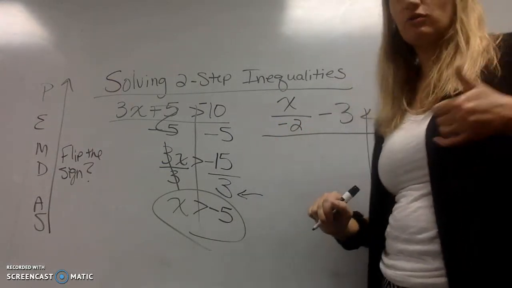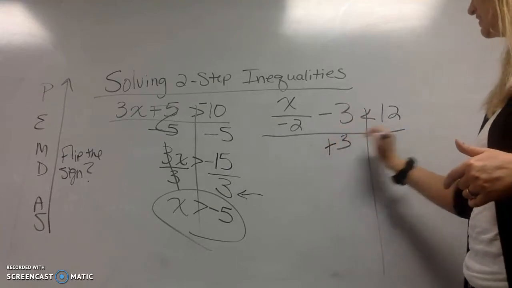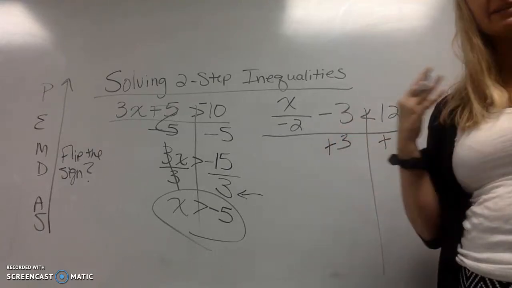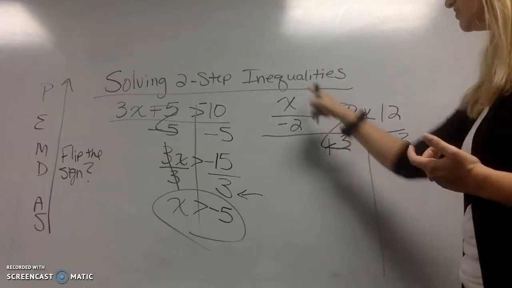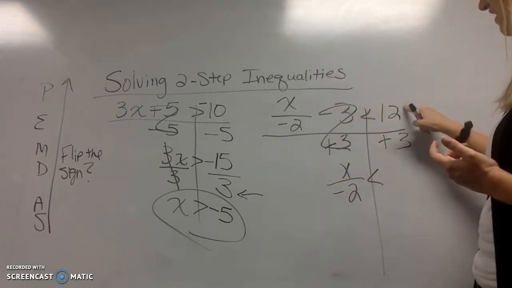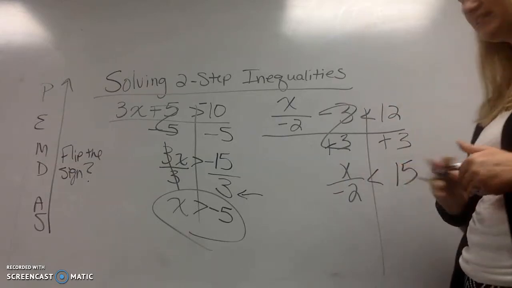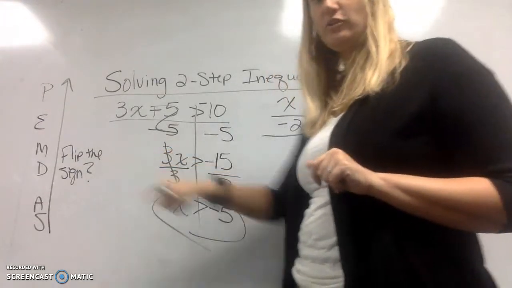Again, it's going to be order of operations in reverse. I'm going to get rid of subtraction with addition. Not even thinking of flipping the sign at this point because we don't do that with addition and subtraction. So that zeroes out. I'm left with x over negative 2. Keep the sign I have. 12 plus 3 is 15.